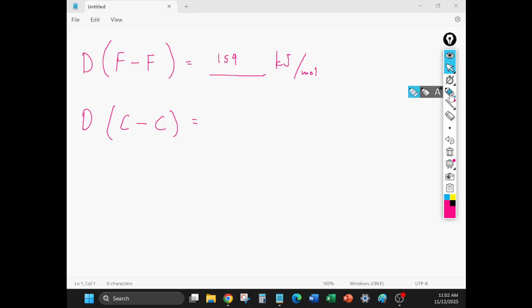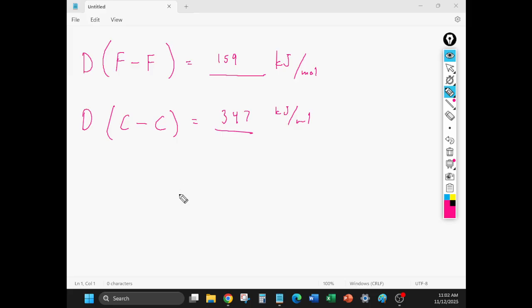Okay, and that value is going to be 347 kilojoules per mole. So different bonds have different bond enthalpies, okay? So what we're going to do right now is look at a molecule. I'm going to show you guys how to count up the bond enthalpy.